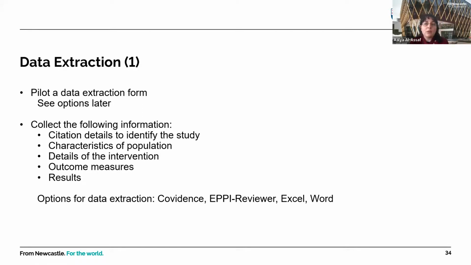The information you would need to collect ranges from information about the citation of the study, to make you able to identify which study it is, like the citation and the year of publication, and then the characteristics of the studies, like characteristics of the population, the details of the intervention or exposure, outcome measures and results, etc.